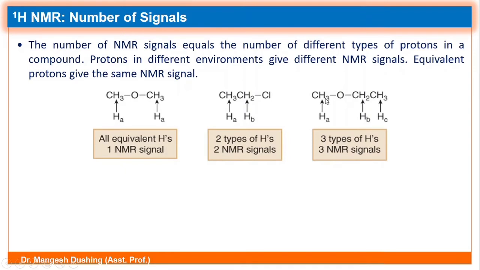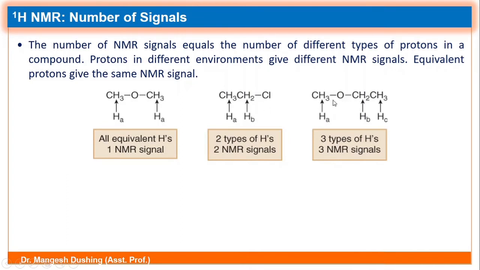This is ethyl methyl ether. In ethyl methyl ether, see here, one side is methyl, the second side is an ethyl group. These methyl protons, all 3 protons, are equivalent. So this is a different type, and this is one signal. Then this CH2 is a similar type over here.